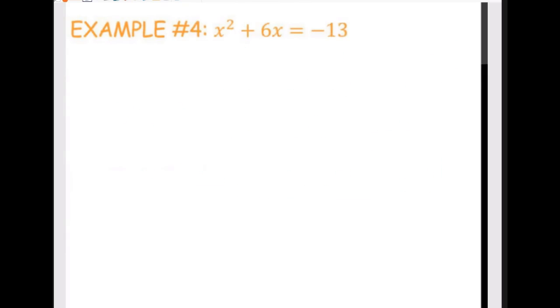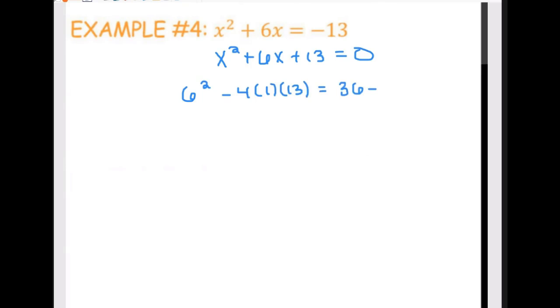So we have x squared plus 6x equals negative 13. So we're going to add over that 13. Get my equation set equal to 0. Find the value of my discriminant. So what you should notice this time is we have 36 minus 52, which is negative 16. So the minute I get a negative discriminant, that tells me I have two imaginary solutions. And these are actually going to be rational imaginaries because 16 is a perfect square.